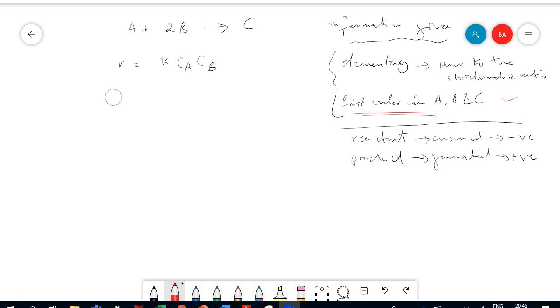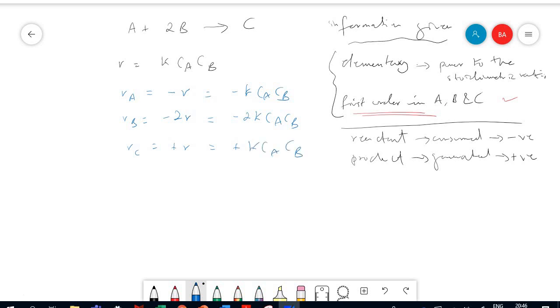Now if you go to Ra, I'll write that in blue. I'm just enjoying the different colors that I have. Ra is a reactant, so it will be minus R, which is minus K Ca Cb. Rb is minus 2R, multiplying by the stoichiometric ratio, so minus 2K Ca Cb. And Rc is 1, the stoichiometric ratio, into R, so it's plus because it's a product, plus K Ca Cb.